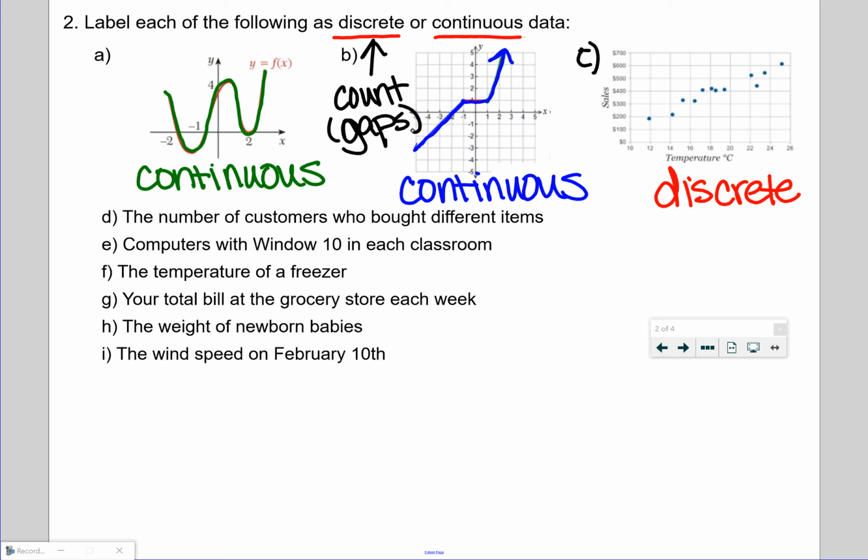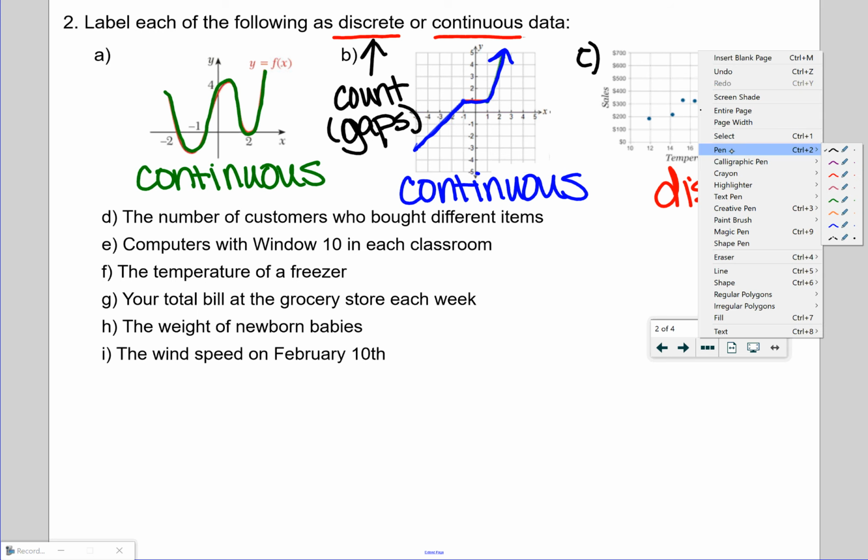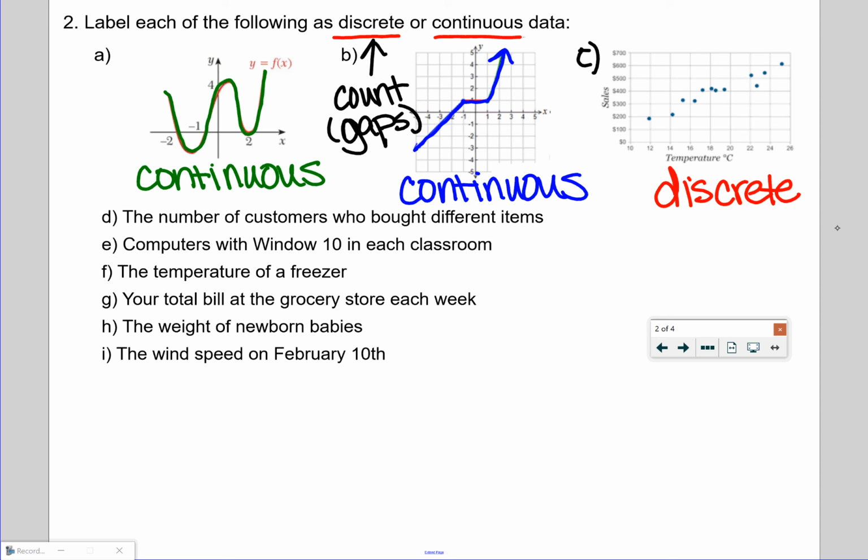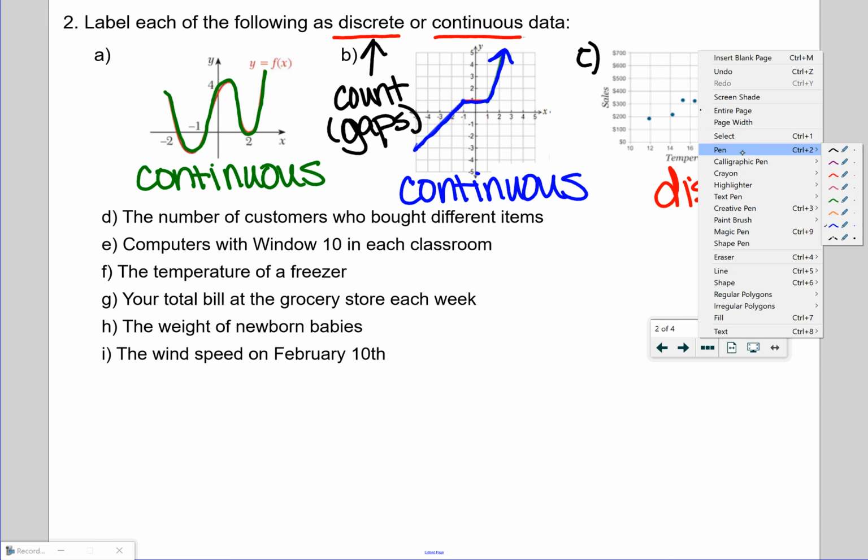Okay, so let's look at D. It says the number of customers who bought different items. So you want to ask yourself, could I count that? Yes. Could I have partial customers? Let's say I have 2 customers, 8 customers. Could I have 4.5 customers? That doesn't make sense. So we definitely have gaps in the data between our numbers. It's something we can count. So we say that this is discrete.